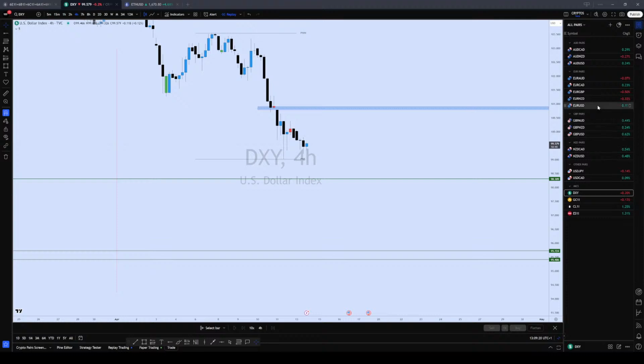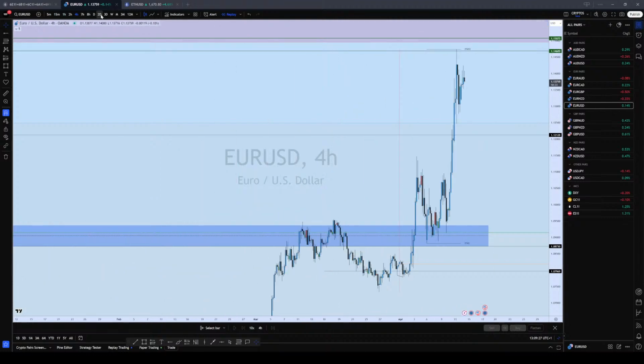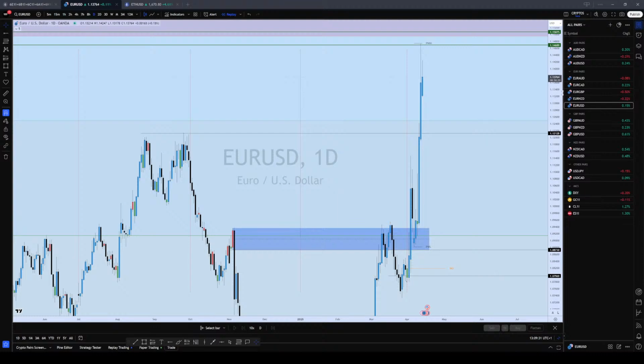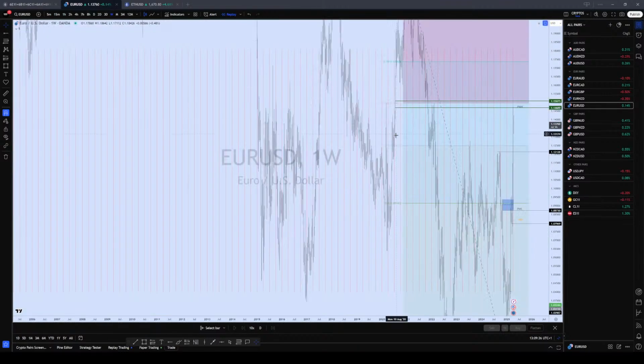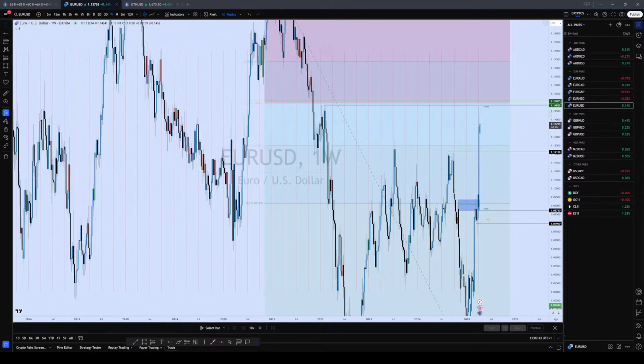Moving on to euro. Euro is also aiming for that level that I mentioned last week. If I go on to the daily, let me go to the weekly right here. So that candle's high comes in at 1.14839. That is where I'm expecting price to go. So let's see how this week is going to trade.